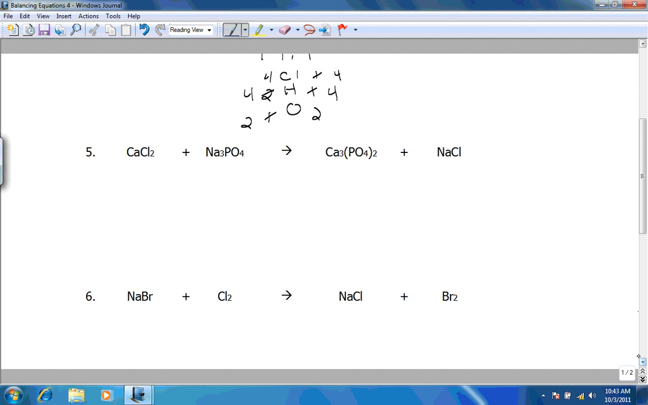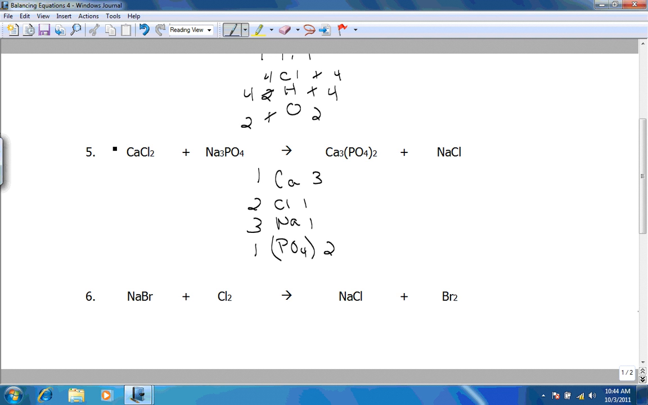And the last one for this video is number 5, and it's Ca, Cl, Na. Notice that the phosphates here and phosphate here, they didn't break it up. And so I am going to keep the PO4 all together. So calciums, we have 1 on the left and 3 on the right. Chlorines, we have 2 on the left, and chlorines, we have 1 on the right. Sodium, we have 3 on the left and 1 on the right. And phosphates, we have 1 and 2.